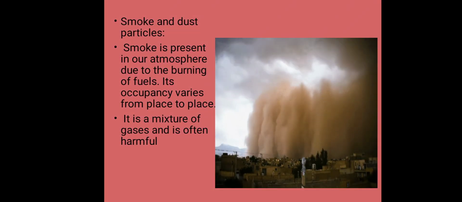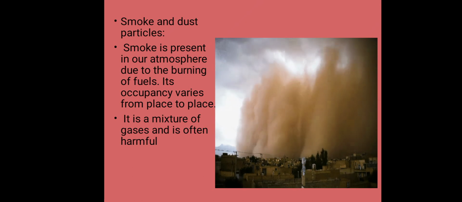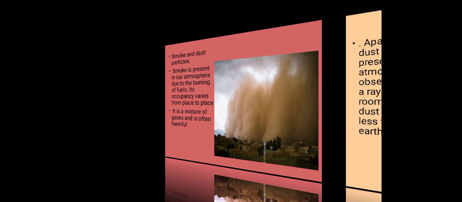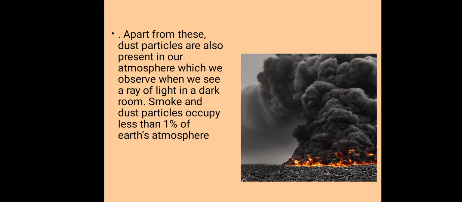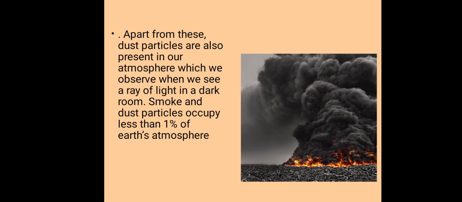Next one is smoke and dust. These are present in minute traces. Smoke is present in our atmosphere due to burning of fuels. Its occupancy varies from place to place. It is a mixture of gases and is often harmful. Apart from this, dust particles are also present in our atmosphere, which we observe when we see a ray of light in a dark room. Smoke and dust particles occupy less than 1% of Earth's atmosphere.